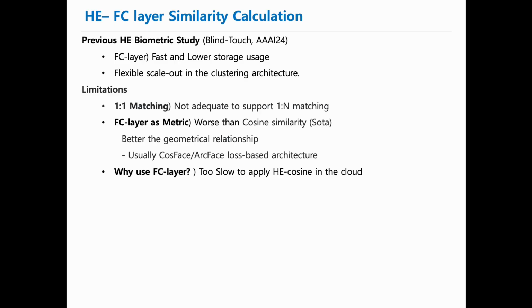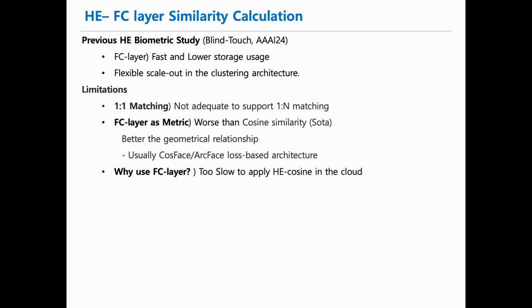In our previous study, BrainTouch, introduced at AAAI 2024, we used an FC layer-based metric. This approach is highly efficient, offering fast computation and low storage requirements. Additionally, it supports flexible scale-out optimization within cluster architectures. However, the FC layer-based metric is primarily optimized for one-to-one matching tasks, making it less suitable for one-to-n matching.